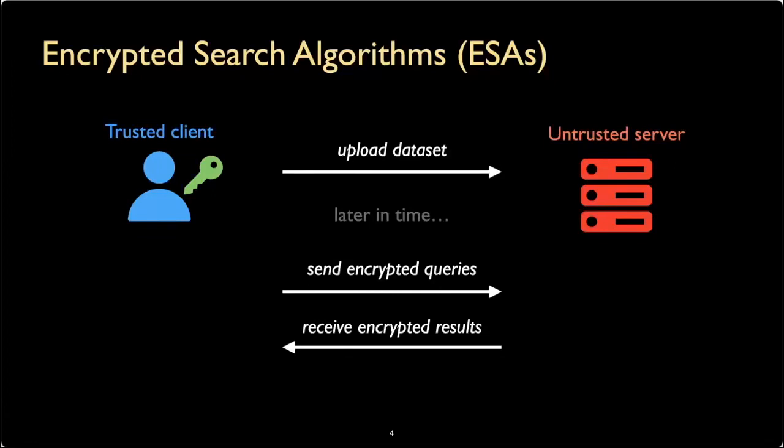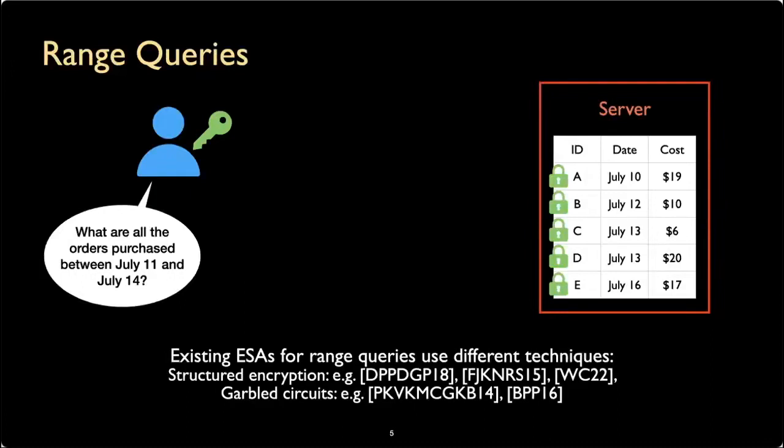Now, there are many different types of encrypted search algorithms, some implemented with different kinds of techniques, and there are many algorithms for specific types of queries. The type of query that is of most interest to us in this particular work is that of a range query. For example, suppose we have a shopping application that has an order table containing dates and costs of orders, and the client is interested in all of the orders purchased between July 11th and July 14th.